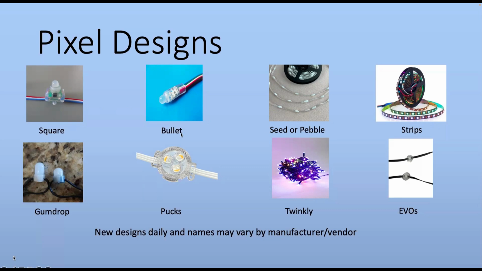Every year, new pixels come out and different vendors call them different things. The differences are weight, longevity, and how they're being used. Pucks would be used under a soffit, if you will, because they provide better brightness. People like to use Evos and gumdrops because they're light, and the same with seeds and pebbles. Those are used because they're very light. It just depends on your application, so any one of these can be used in any number of ways.